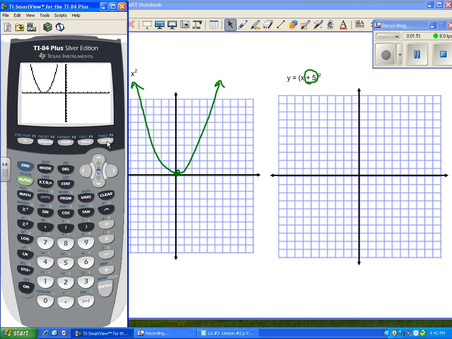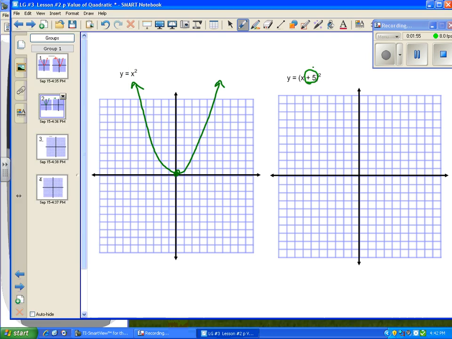Yup, it moved it left. So it's kind of a role reversal thing here. When this thing is positive, you go left. When it's negative, you go right. So 1, 2, 3, 4, 5. There it is. Normal looking parabola just as we had before. These two parabolas again are exactly the same.